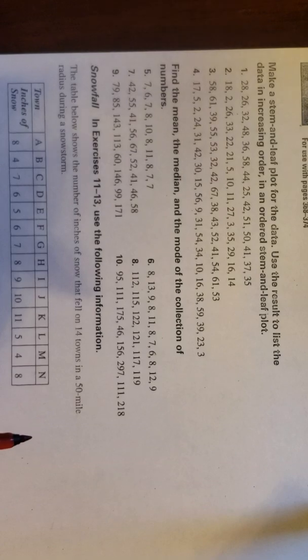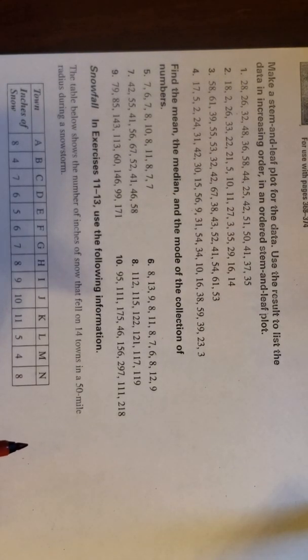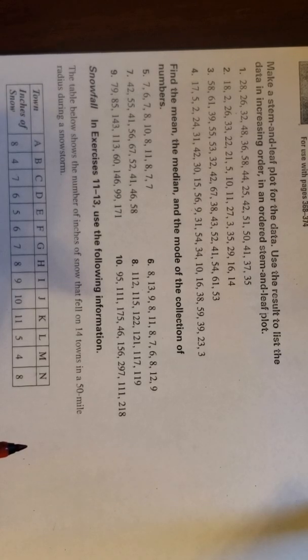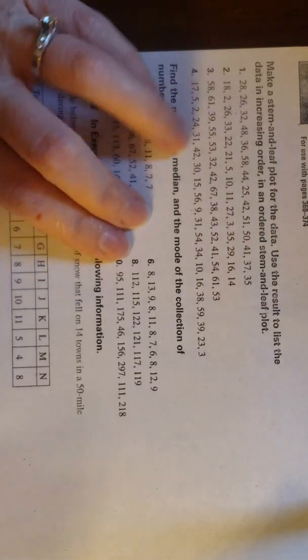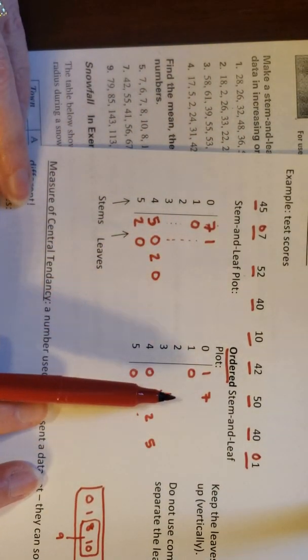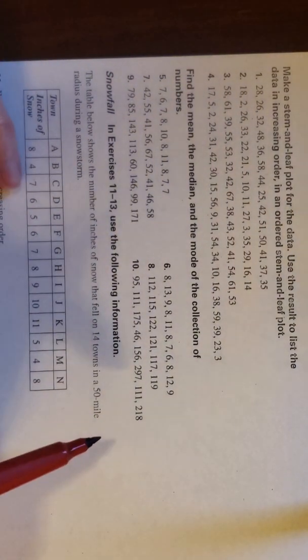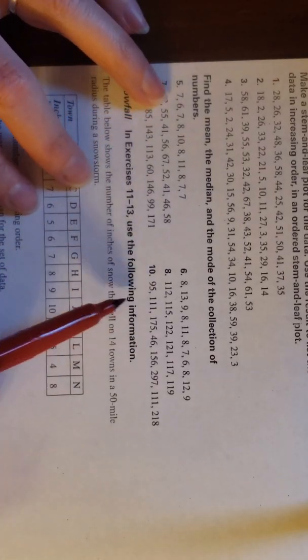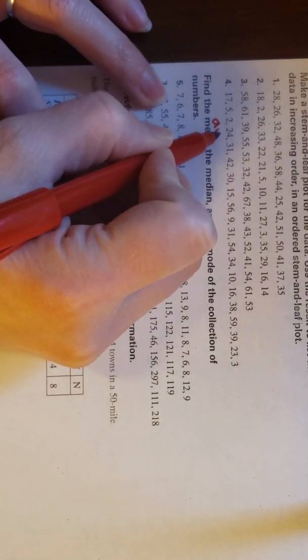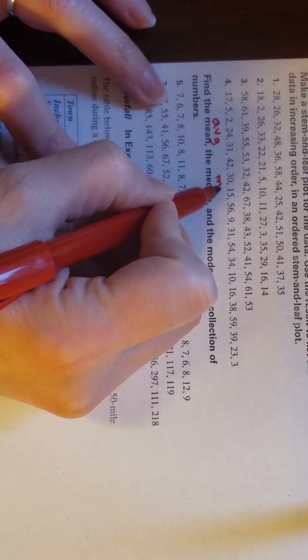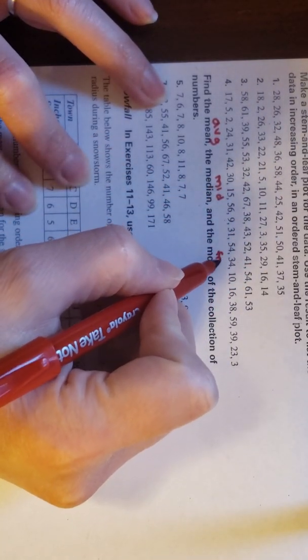Okay. So for these, for the top, you are to create a stem and leaf plot for the data. Use the result to list the data in increasing order in an ordered stem and leaf plot. So for these 4 questions on a separate piece of paper, you will need to create a stem and leaf plot, and from there an ordered stem and leaf plot. Just please make sure that you number those clearly so I can find them. And then for the next section, you'll need to find the mean, so that's the average, the median, which is the middle, and the mode, which is the most frequent.